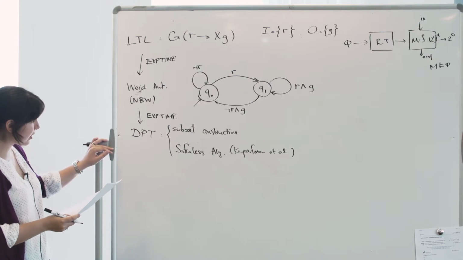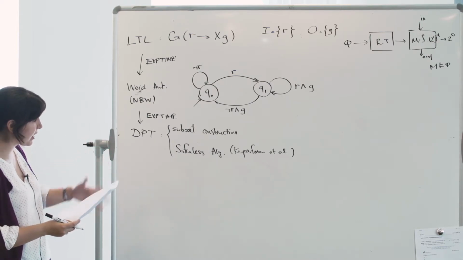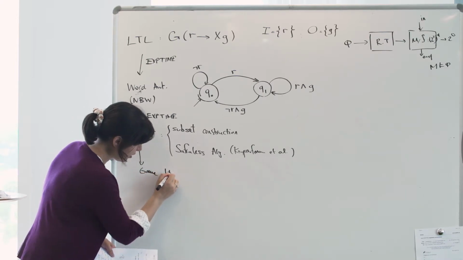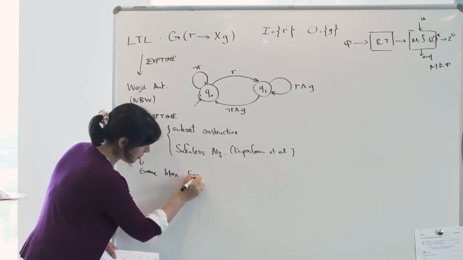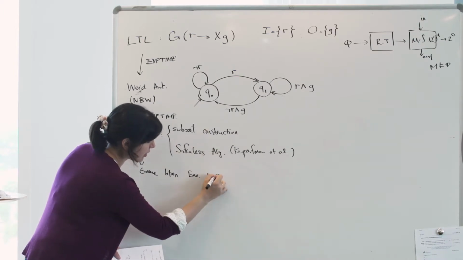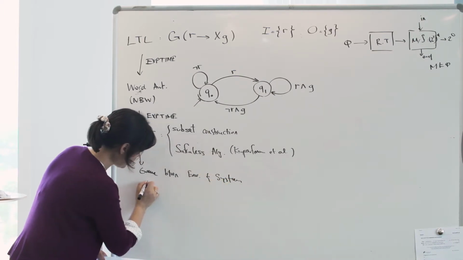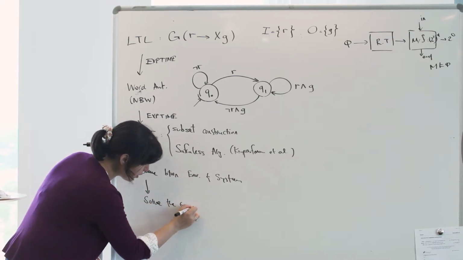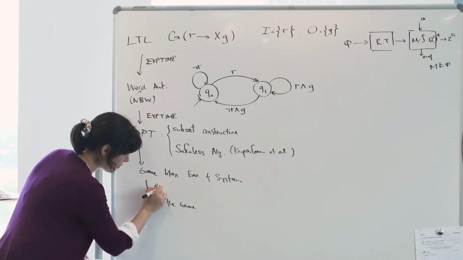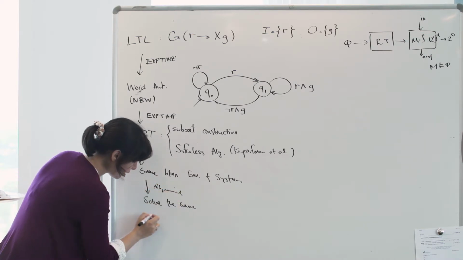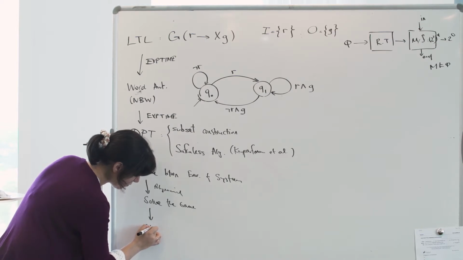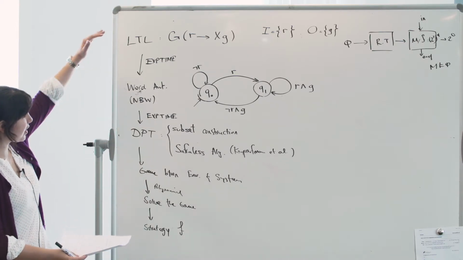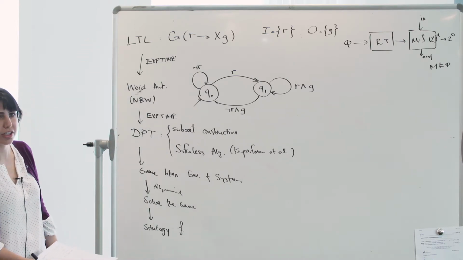And then after having this, in some sense, you create a game between your environment and system. I'll create that game in a second. And then you solve the game, which is polynomial time, with whatever winning condition you have. So this is polynomial time. And you get a strategy. Strategy being that f function. So this is the pipeline of doing linear temporal logic synthesis.